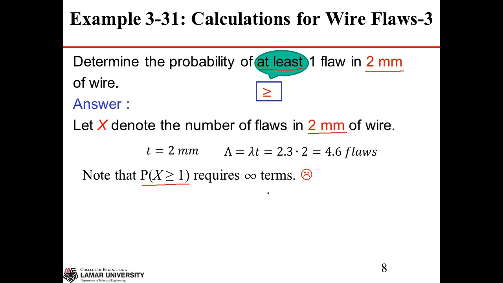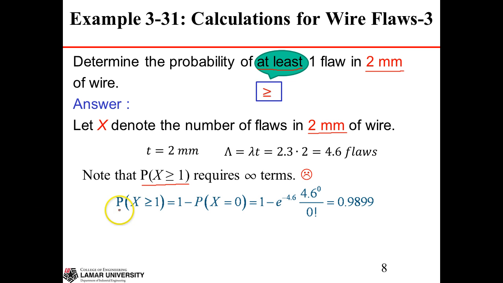We can look at the problem from the complement point of view. The complement of X greater than or equal to 1 is the opposite side, the probability of X less than 1. When we look at X less than 1, there's only one case, which is X equal to 0, because X has to be a non-negative integer. So the probability of X greater than or equal to 1 is 1 minus the probability of X equal to 0, which is the complement of X greater than or equal to 1.